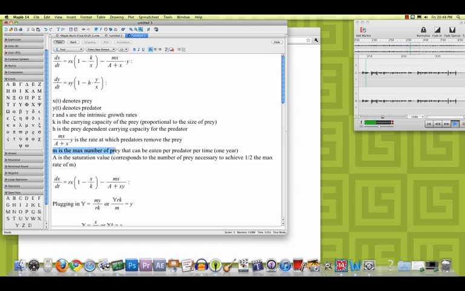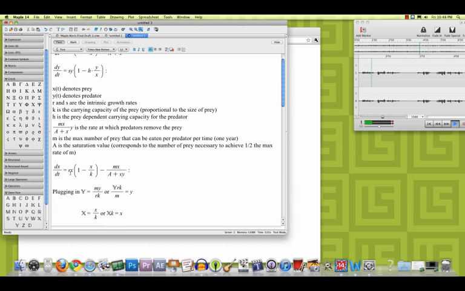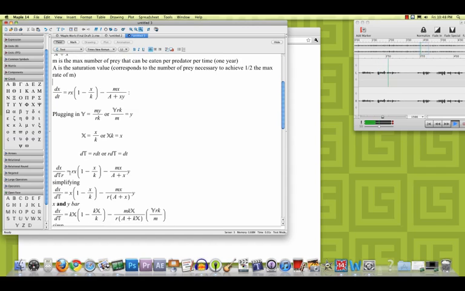And then M is the max number of prey that can be eaten per predator per time, and our time is going to be a year. A is the saturation value, which corresponds to the number of prey necessary to achieve half the max rate of M. At this point, we're in a good place, but unfortunately, all our variables and constants have dimensions, and we would like to remove those dimensions because the model is much more useful and broadly used if it has no dimensions. So we're going to re-index these and remove all the dimensions, and here's the process by which we do that.